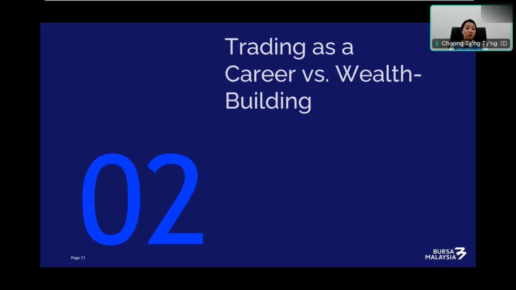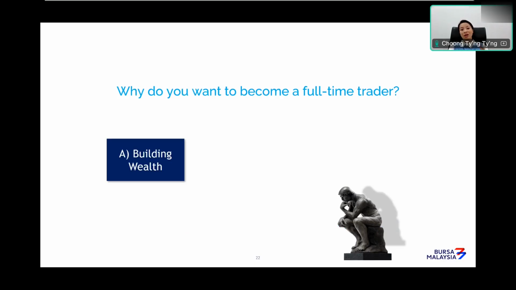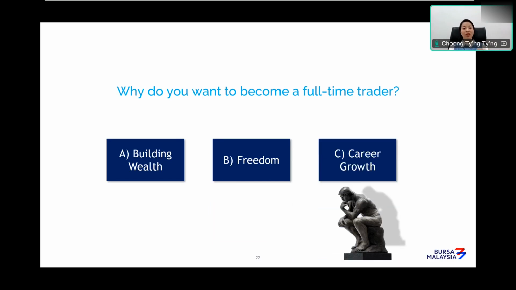Before I move into the second topic, let me ask you this question. Why do you want to become a full-time trader? The first option is to build your wealth: you want to accumulate wealth and generate income. The second option is you want to have freedom, whether from a financial perspective or in your time, because you are going to become your own boss, you can master and manage your own time. Or number three, you really want to become a full-time trader because that should be your career. So these are the three options.